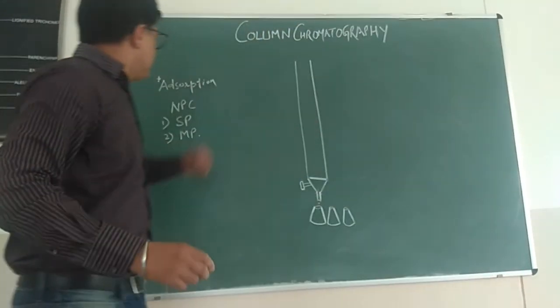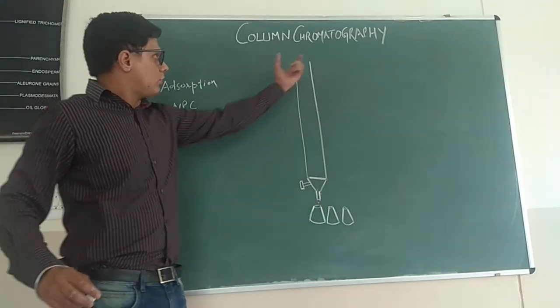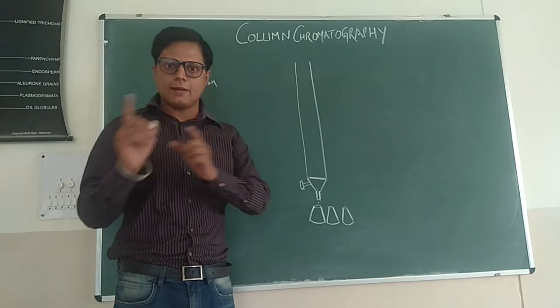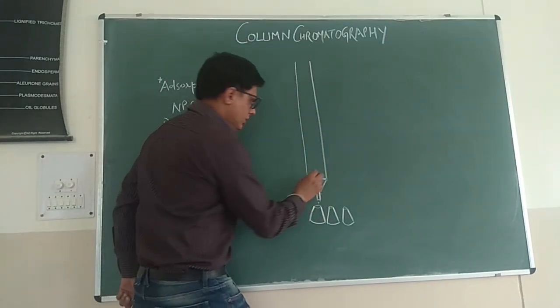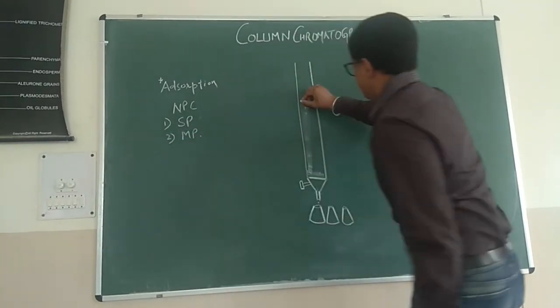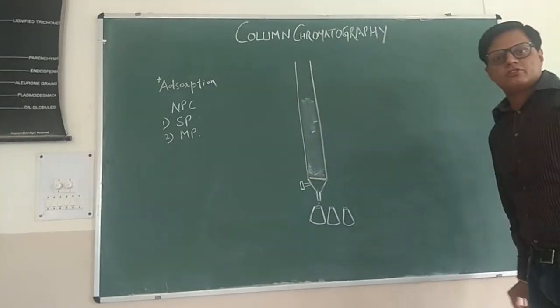So as you can see, in column chromatography, this is your column. For chromatography, you need majorly two things: stationary phase and mobile phase. So let me draw the stationary phase. This is the sintered disc. Here is your stationary phase. Suppose I have drawn it from this point to this point. This is your stationary phase.